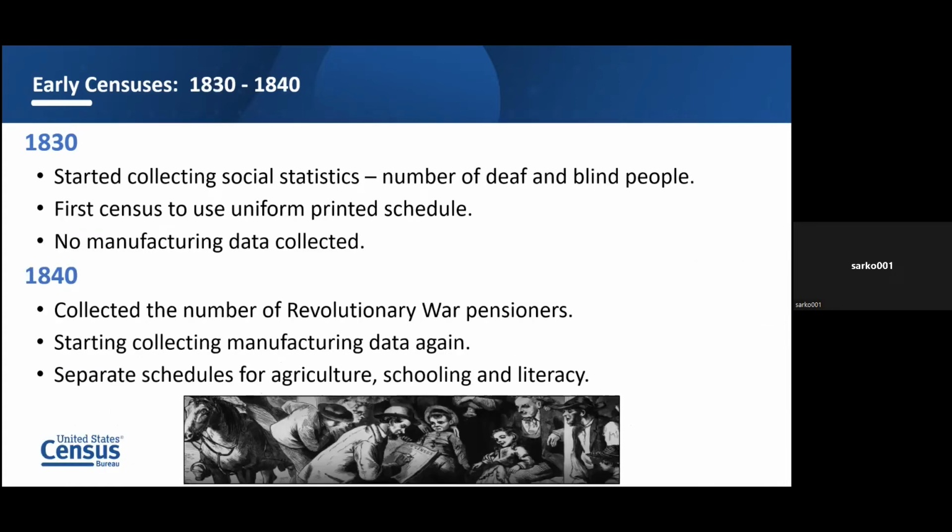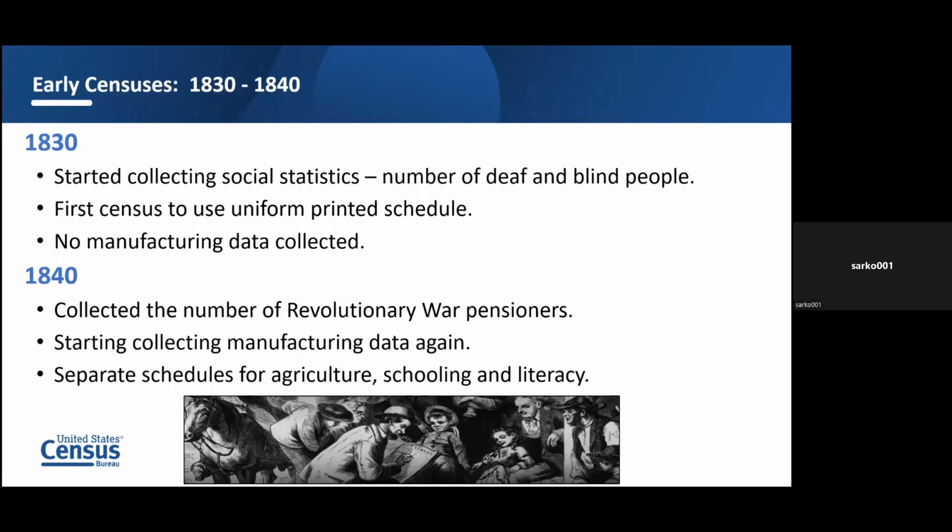In 1830, we started collecting social statistics and vital statistics, including the number of deaf and blind people. This was the first time that we used the census for social statistics and to determine where money for certain groups should go. They wanted to start putting schools for the blind around the country, and they had to see where it would make the most sense to put these schools.